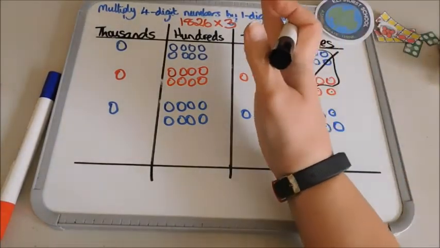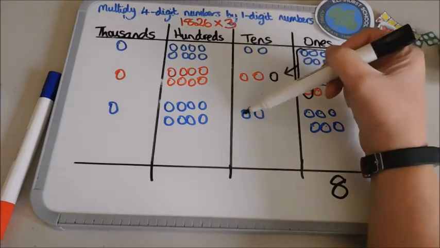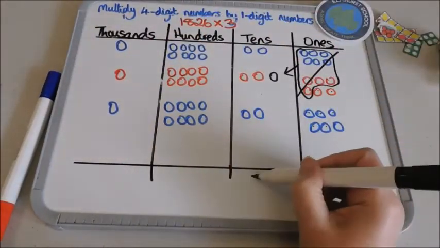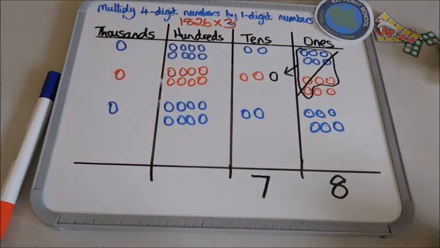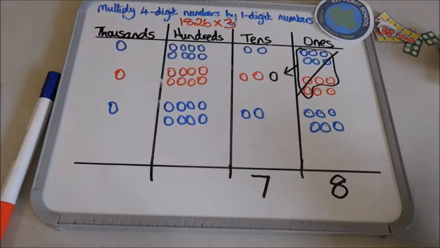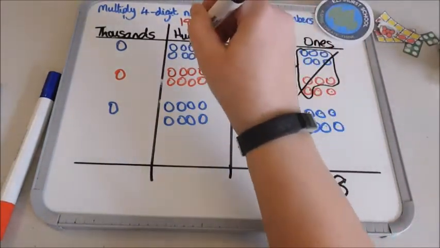Okay, and then I'll repeat the process in the tens column. 1, 2, 3, 4, 5, 6, 7. Oh, I don't need to exchange anything because I'm allowed 7 in that column. Okay, I've got quite a lot here. So straight away I can see I've got more than the number that I'm allowed. So again, I'm going to group them in 10.